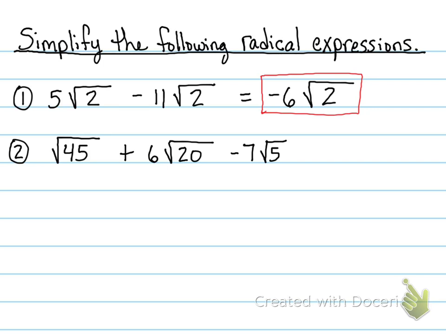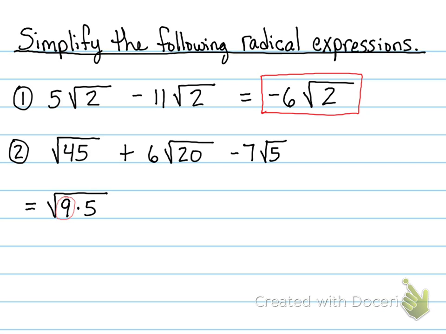36 is not a factor of 45. 25 is not a factor of 45. 16 is not a factor of 45. 9, which is 3 squared, is a factor of 45. So I'm going to rewrite 45 as 9 times 5. Right? And we'll be able to simplify that because we know the square root of 9 is 3. Right? So we'll do that in just a second.